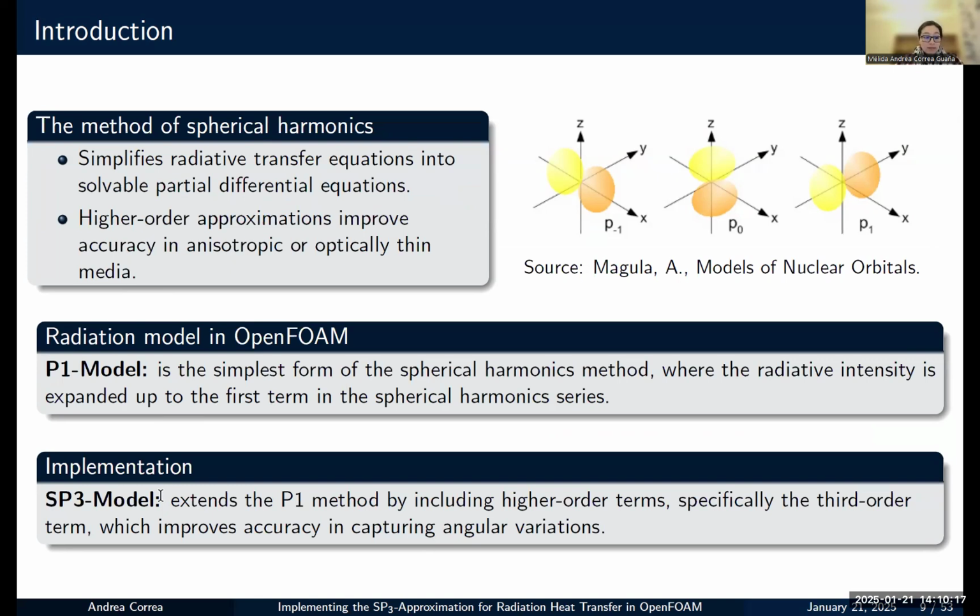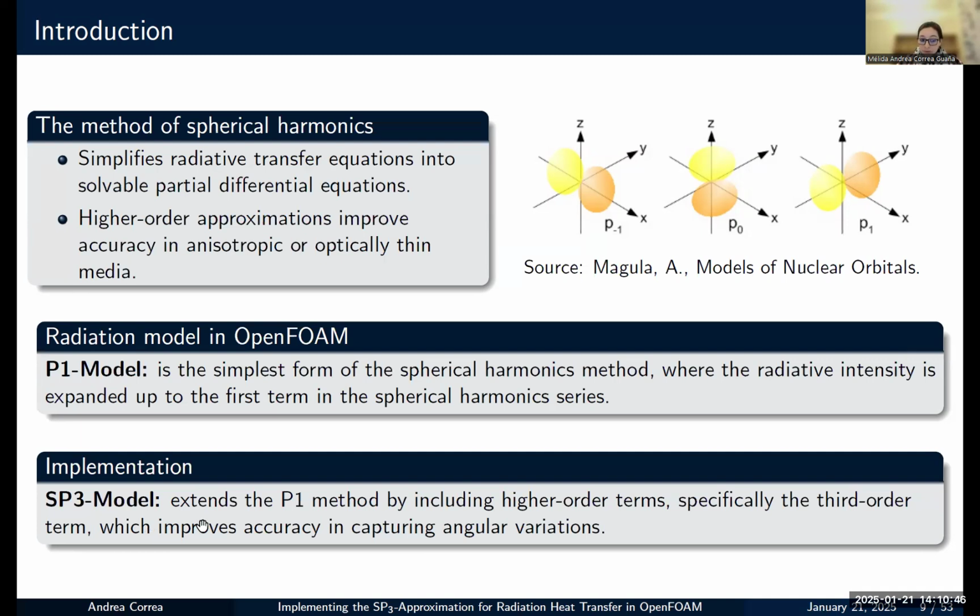The P1 model is the simplest form of the spherical harmonics method. It is suitable for problems where the properties of the medium are homogeneous and complex angular detail is not required. Its weakness is accuracy in capturing angular variations, the direction in which radiation is propagated.